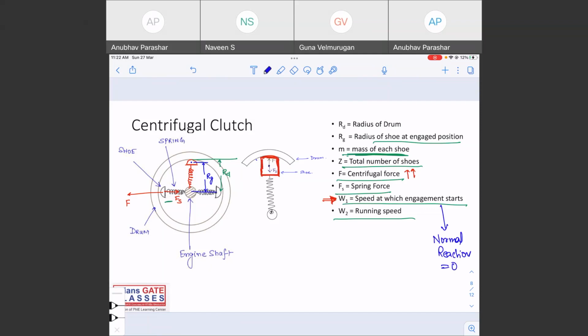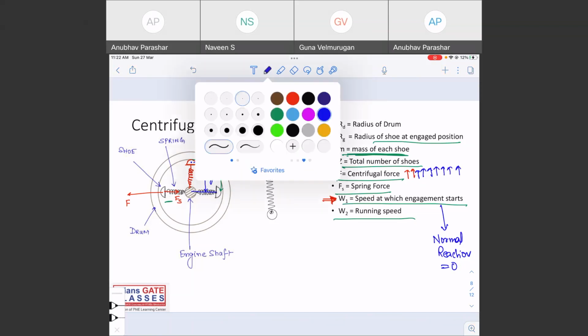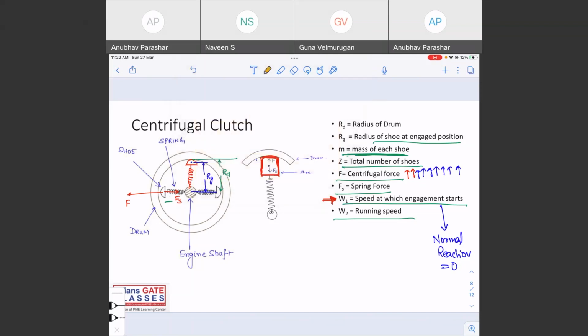Now, as the speed keeps on increasing, what will happen? The centrifugal force will keep on increasing. But will the spring force be able to keep on increasing? No. Why no? Because the extension of the spring is limited.